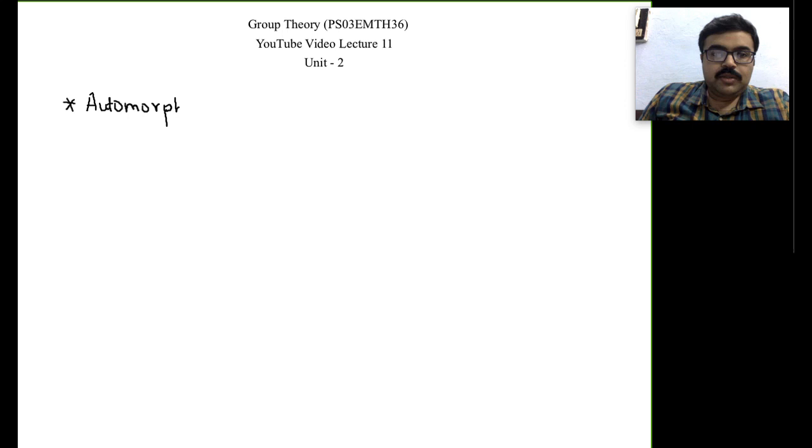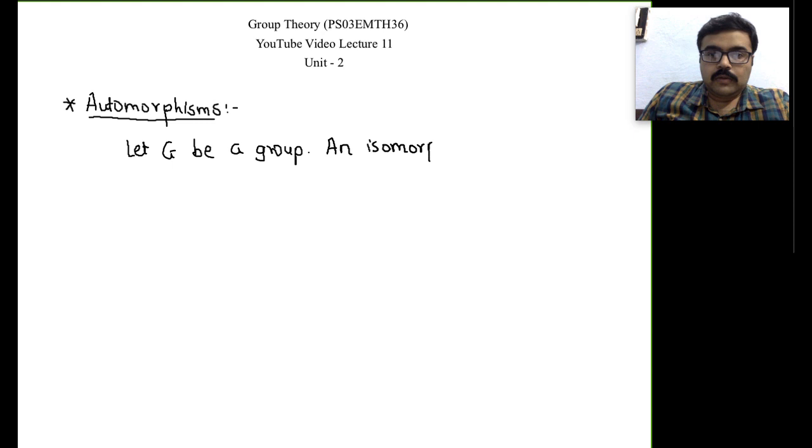So our topic today is automorphisms. What is an automorphism? Let G be a group. An isomorphism of G onto itself. So it's a homomorphism which is 1-1 and onto. G onto itself, this is important. It is an onto isomorphism. Isomorphism means 1-1 homomorphism, and this is G onto itself. So a 1-1 onto homomorphism from G to G is called an automorphism of G.